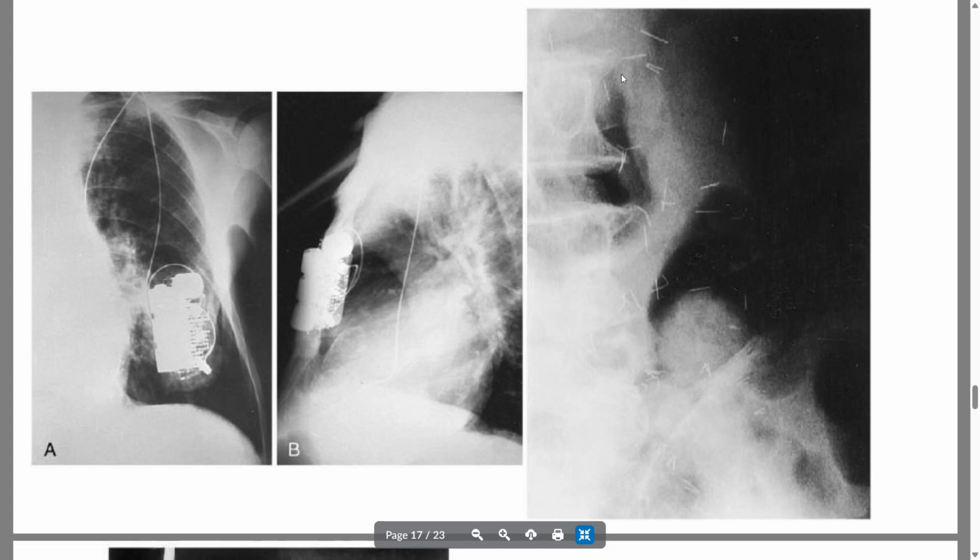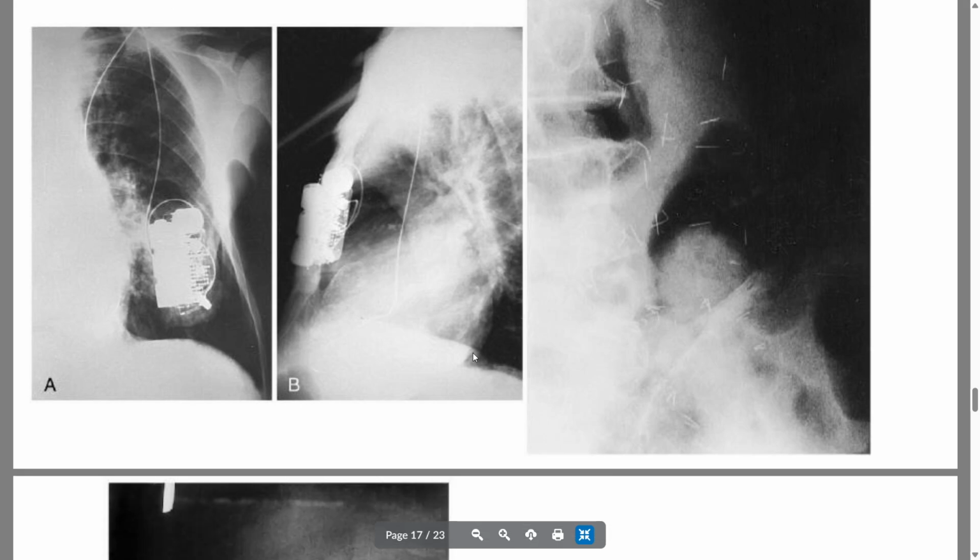Things that this could also be, though, clothing artifacts could look similar to this, especially around this time of year, like a sweater that has tinsel on it, stuff like that. So looking for those metallic clothing things that could be causing that as well.